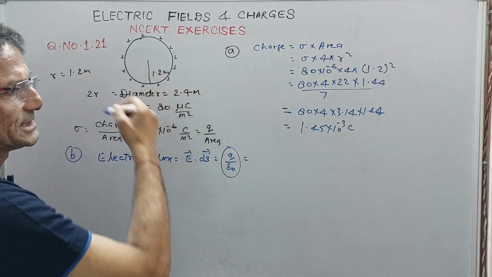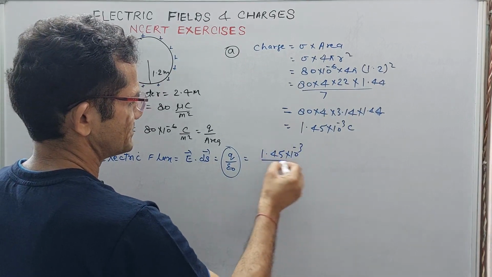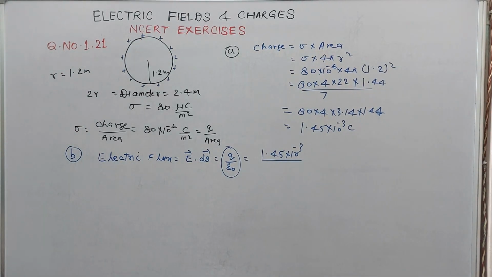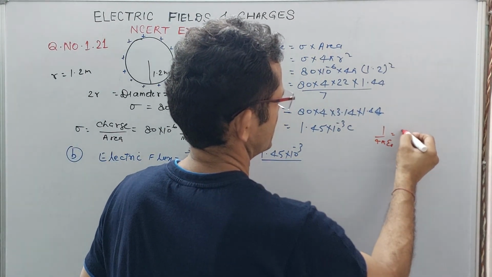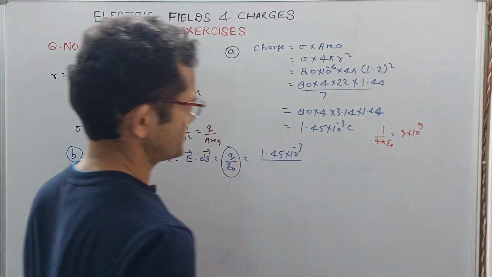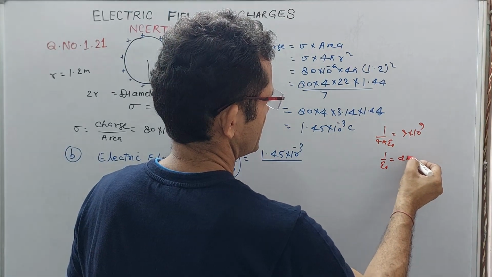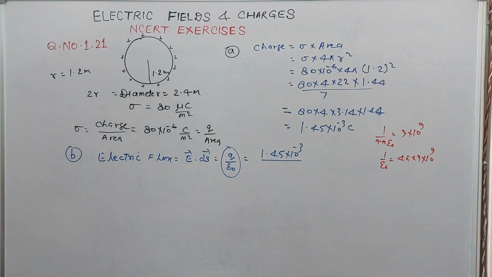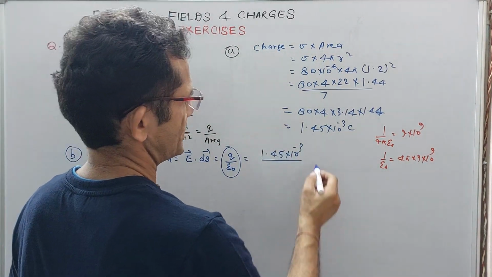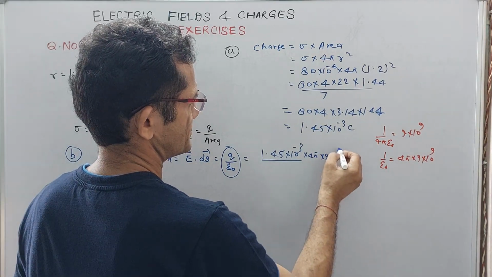Charge on the conductor is 1.45 minus 3 divided by epsilon naught. Now epsilon naught's value, as I already discussed: 1 upon 4 pi epsilon naught has the value 9 into 10 raised to the power 9 in SI system. So 1 upon epsilon naught has the value 4 pi times 9 into 10 raised to the power 9.